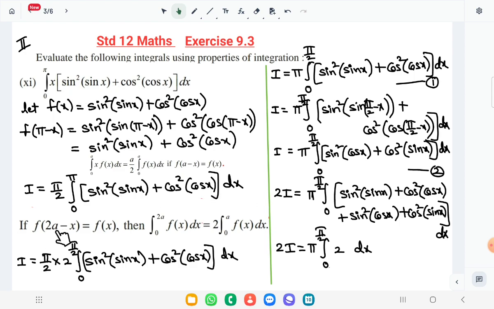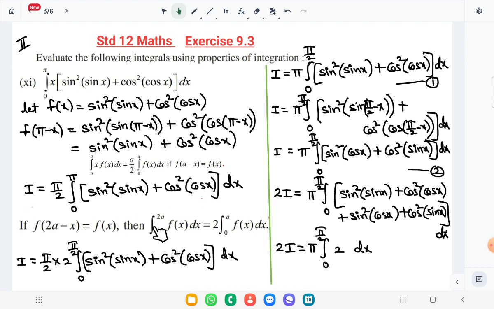Now here, since f of 2 pi minus x is equal to f of x, that is 2a minus x, where 2a means 2 times our integral limit, 360 degrees. 360 degrees minus x lies in the fourth quadrant. In the fourth quadrant sine is negative, but because of the square it becomes positive, and cos is anyway positive in the fourth quadrant. So this condition satisfies, you will get again f of x.